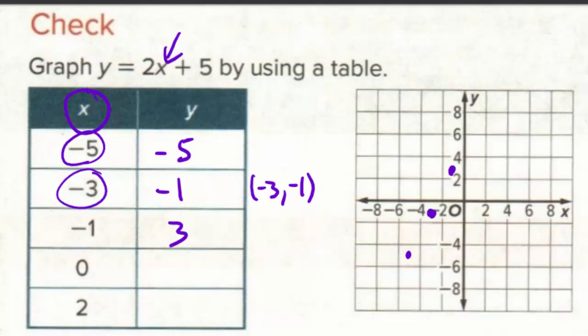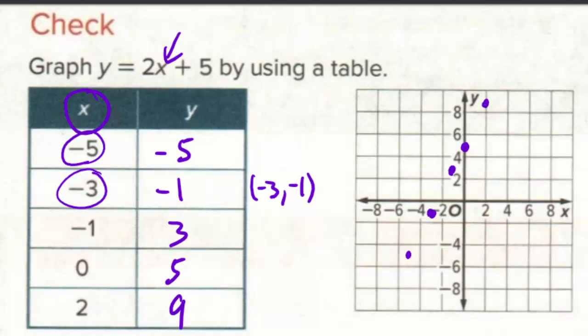Put a 0 in there. 0 times 2 is 0. 0 plus 5 is 5. So we have 0, 5. And that would be right about there. And then 2 times 2 is 4, plus 5 is 9. So 2, 9 is the next one. 2 and 9 looks like right about there.